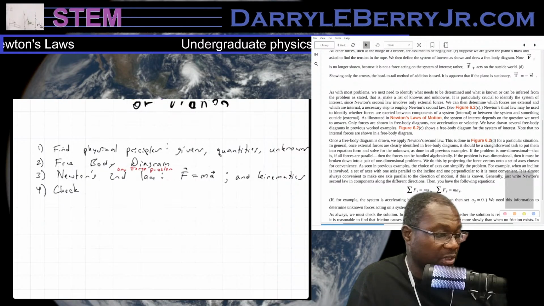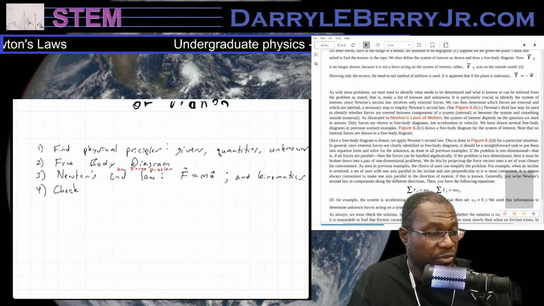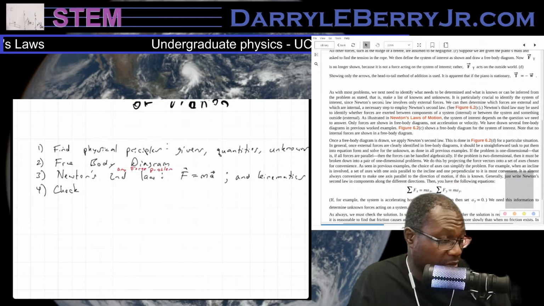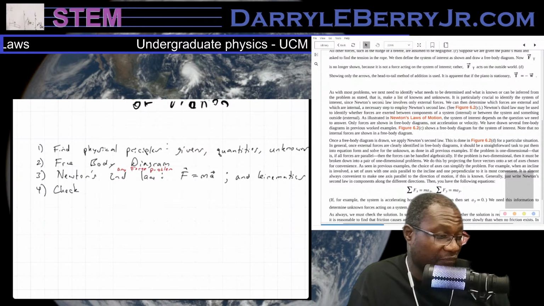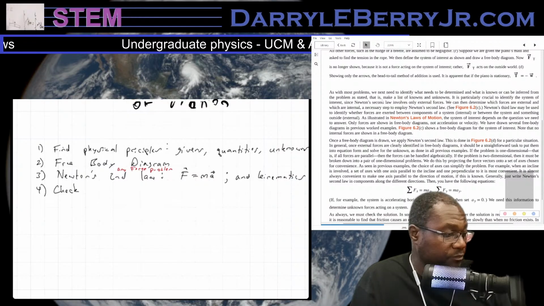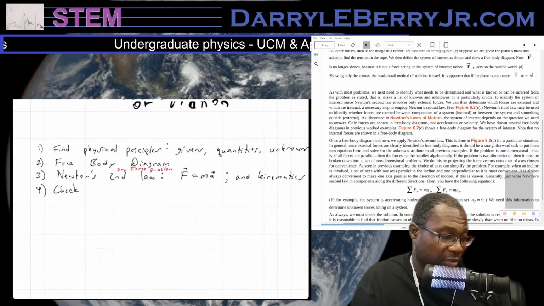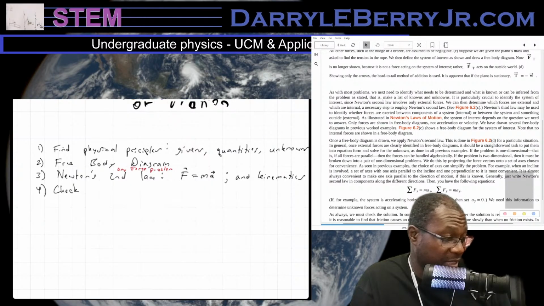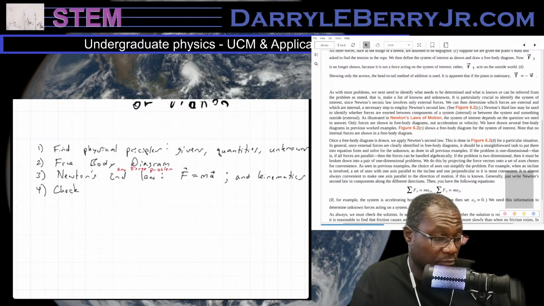It is almost always convenient to make one axis parallel to the direction of motion if this is known. Generally, just write Newton's second law components along the different directions. You have the following equations: Fx equals max, Fy equals may. If, for example, the system is accelerating horizontally, then you can just set ay equals 0. We need this information to determine unknown forces acting on the system. All right?